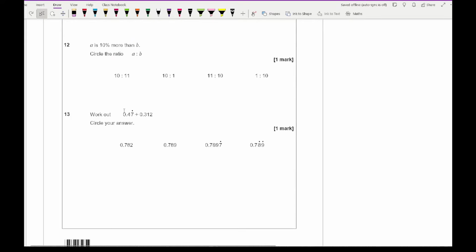Question 12 then says A is 10% more than B, and the question is asking me to circle the correct ratio. The correct ratio is going to be 11 to 10, and the reason for that is because if we have 1A, then 10% more is going to be 1.1B, and then if I have A over B, that's going to equal 1.1 over 1. And if I multiply both those numbers by 10, I get 11 to 10. And then that converted into a ratio is 11 to 10.